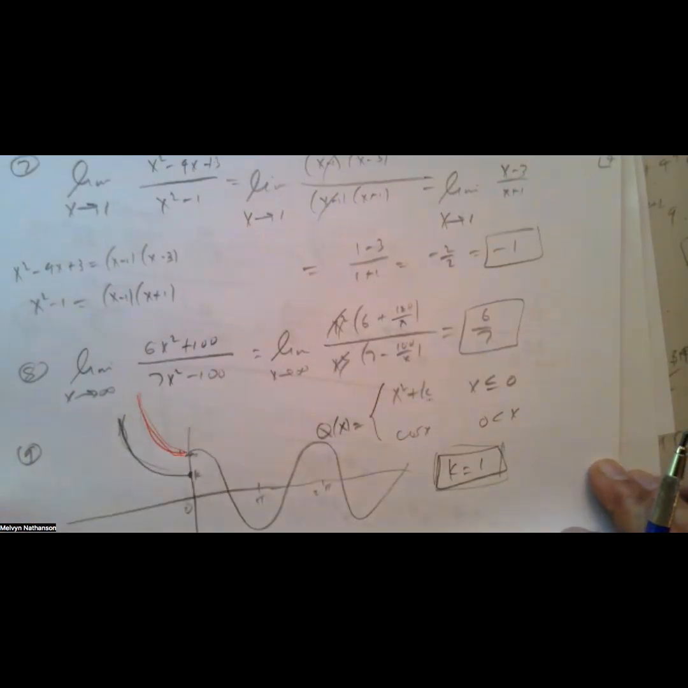That's the unique value of k where this parabola approaches exactly the cosine as x goes to 0. So as x goes to 0 from the right, the cosine approaches 1. As x goes to 0 from the left, x squared plus k approaches k. So for the function to be continuous, k has to equal 1. So k equal 1 is the answer. Any questions about any of these so far?